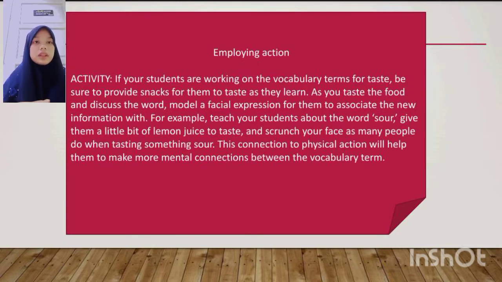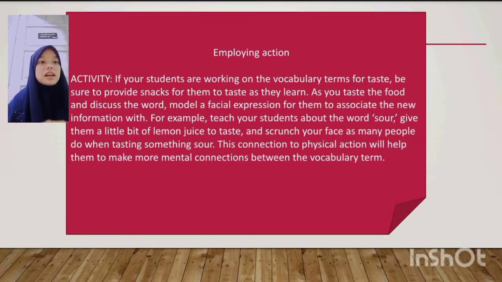For example, teach your students about the word sour. Give them a little bit of lemon juice to taste and stretch your face, as many people do when tasting something sour. This connection to physical action will help them to make more mental connections between the vocabulary terms.